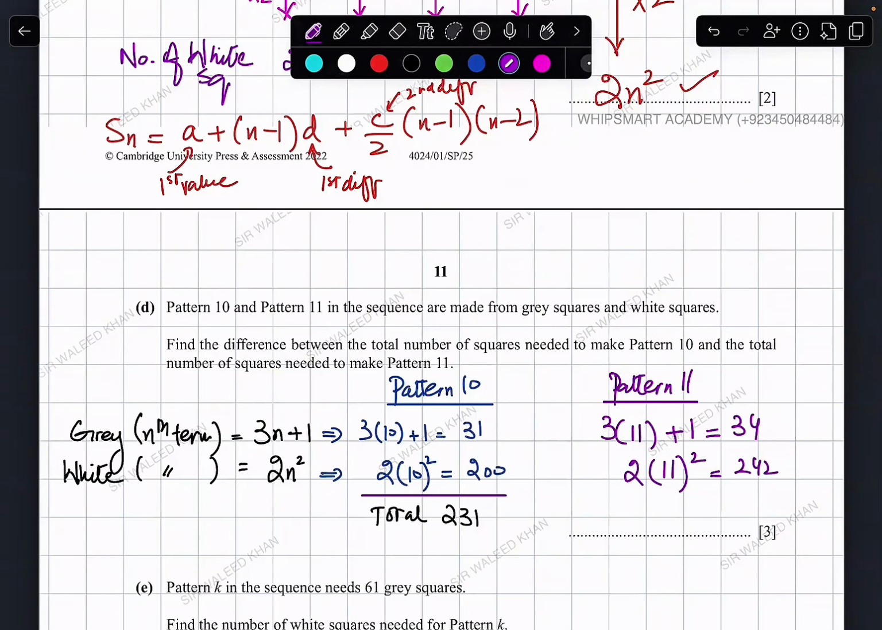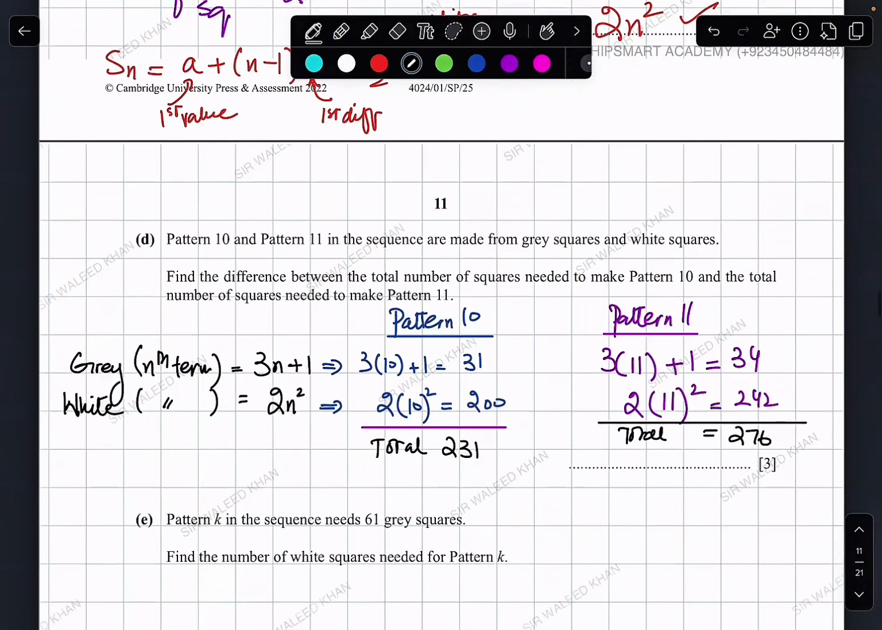Now the total of it, 276. And they are saying find the difference between the total number of squares needed to make pattern 10 and the total number of squares needed to make pattern 11. So the difference, 276 minus 231, is 45.